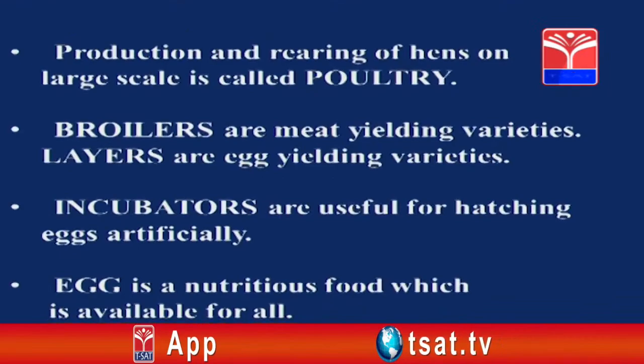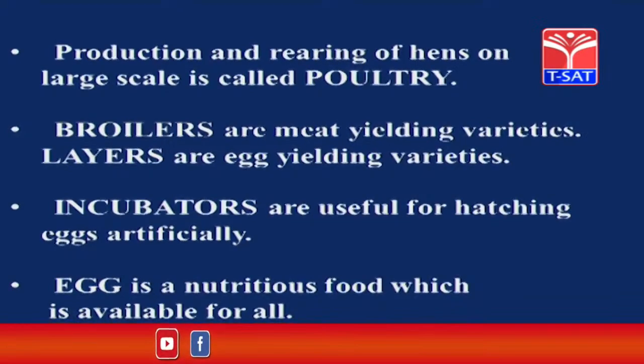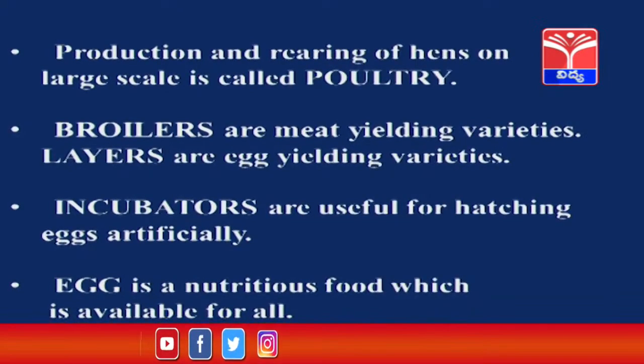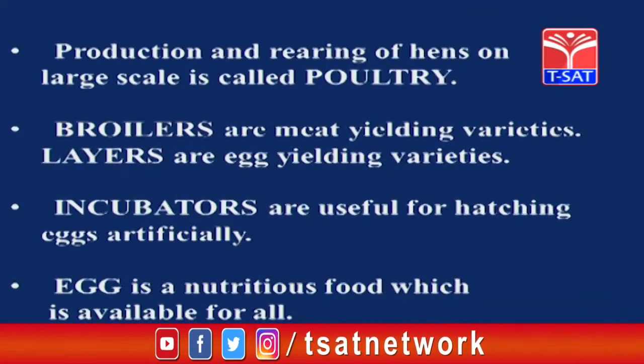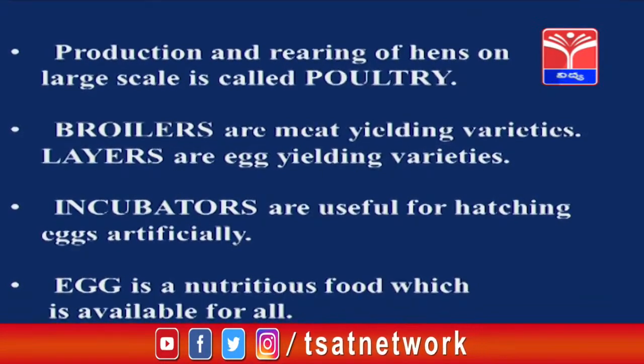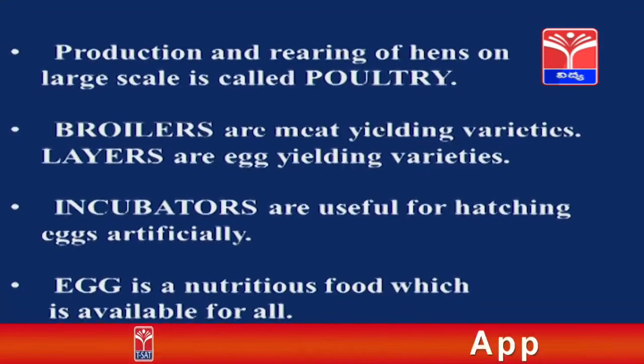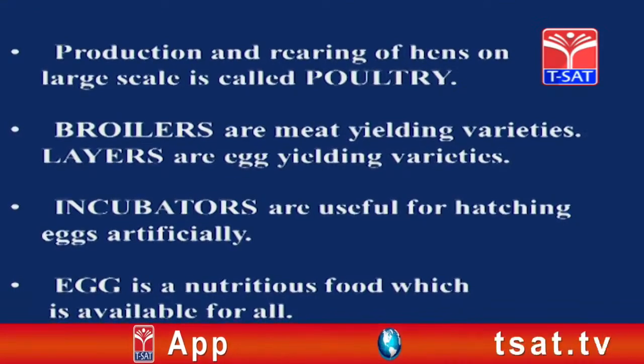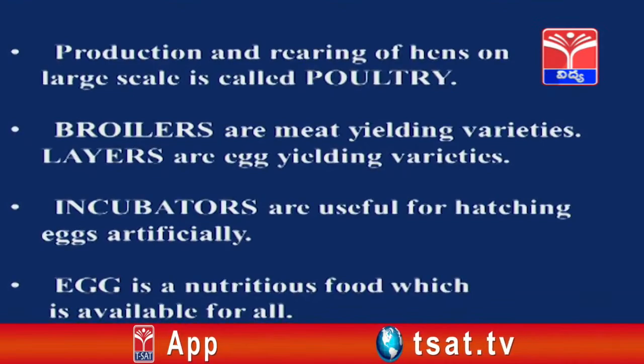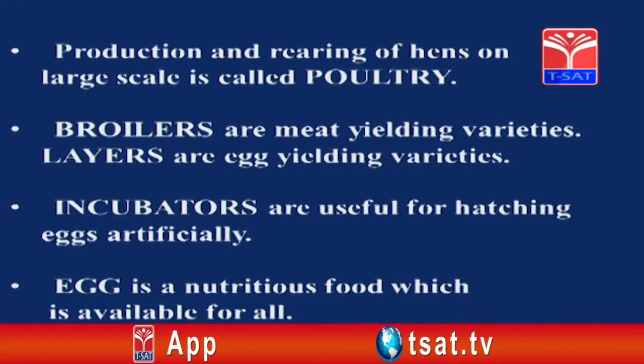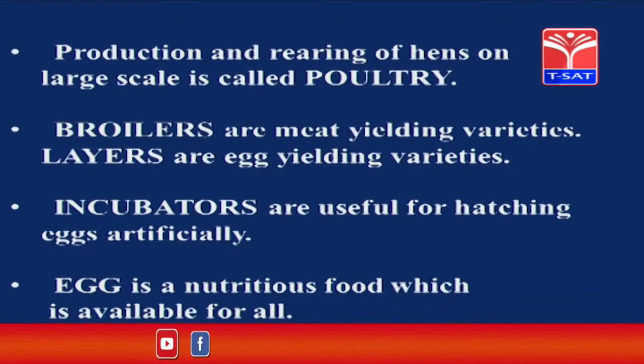Production and rearing of hens on a large scale is called poultry. Broilers are meat yielding varieties. Layers are egg yielding varieties. Incubators are useful for hatching eggs artificially. Egg is a nutritious food which is available for all. Hope you have understood the lesson, children.